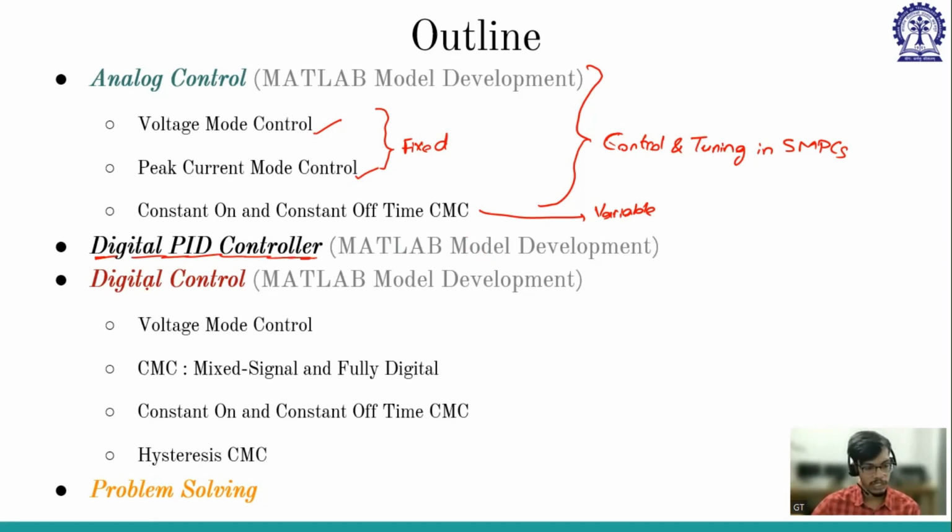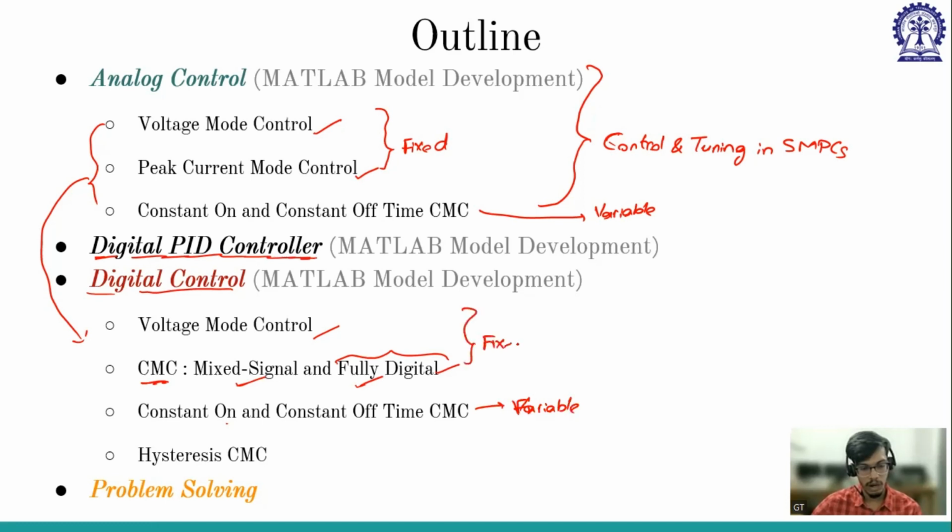And coming to digital control, whatever we have discussed in analog control, the same things we'll also be discussing here, but in detail. I'll discuss voltage mode control, and in fixed frequency current mode control, I'll discuss mixed signal and fully digital. We have discussed mixed signal as well as fully digital. So how to implement fully digital, because we are emulating the inductor current? I'll discuss that, and constant on time as well as constant off time. Now this is variable frequency, right? And these two are fixed frequency.